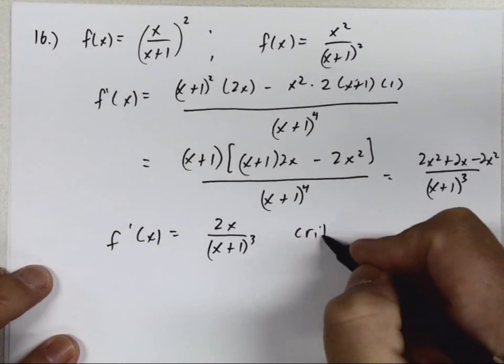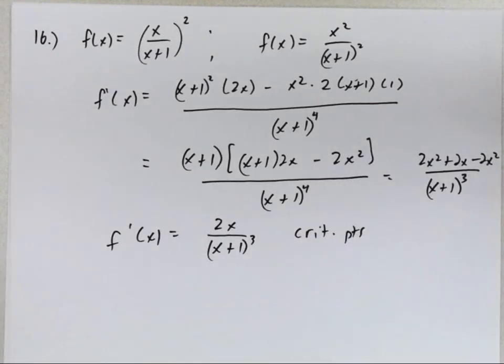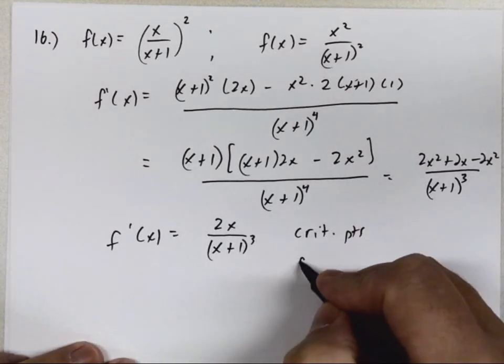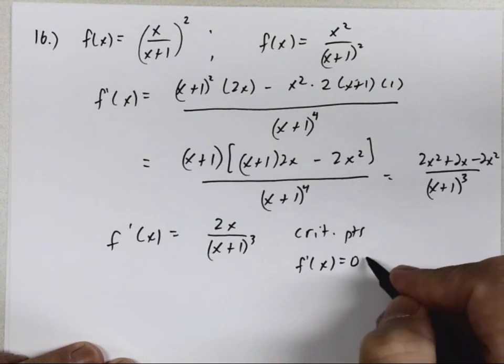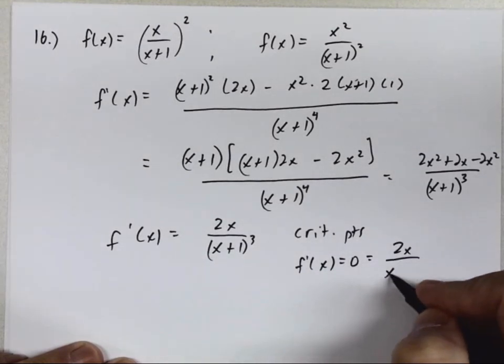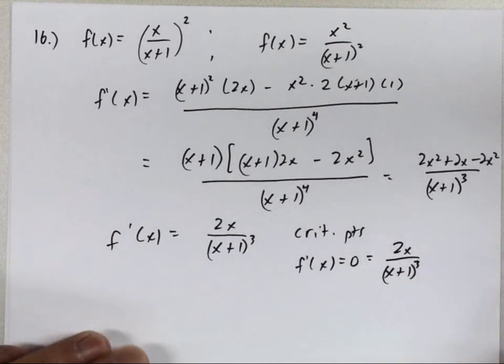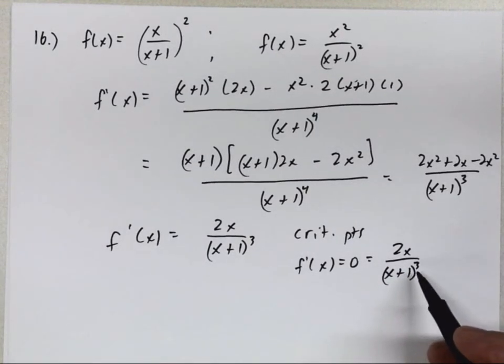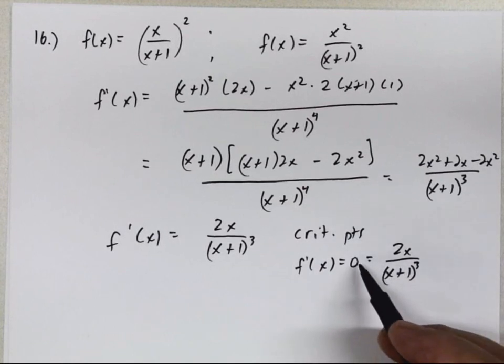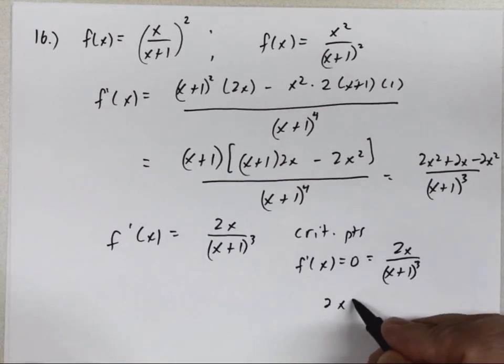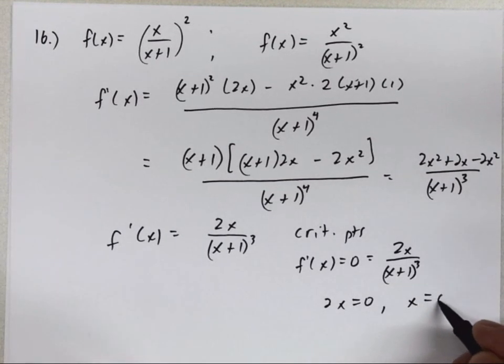Now, I'm going to find the critical points for my first derivative, because these are the points where I potentially have a max or a min. Now I set it equal to 0. When I set the first derivative equal to 0 and solve for this, hopefully you can see this denominator doesn't come into play. I can multiply both sides by x plus 1 cubed. Because it's 0 over here, I just end up with x equals 0. So there's a critical point.